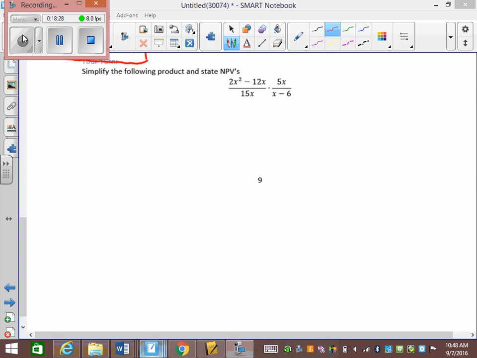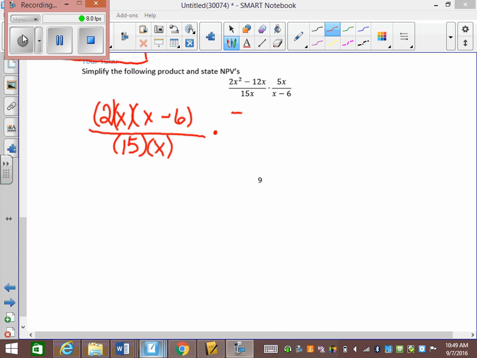Okay, this one, the top left, I can take 2x out, and 2x squared divided by 2x is x. 12x divided by 2x is minus 6. And do an x in bracket. 15x in the denominator, so 15 is x. Times 5x in the numerator, so 5 times x. And then the x minus 6 is in the bracket.